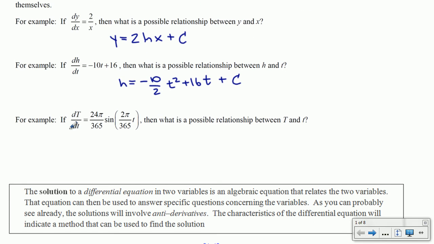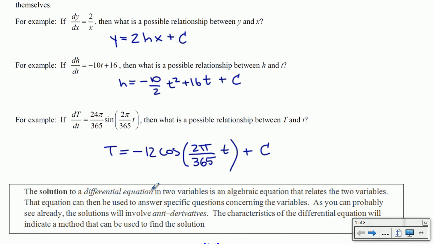So for the last example, dT dt, a possible relationship between capital T and lowercase t, we need to figure out where this derivative came from. It should have come from a cos of 2 pi over 365 t. If we took the derivative of this, it would be negative sine of this whole argument. So in order to get rid of the negative, we should probably have a negative in our original function. And if we were to do chain rule on this, it would be 2 pi over 365, but we have 24 pi over 365. So we would need to multiply it by 12 as well. And on top of that, we should have a constant.